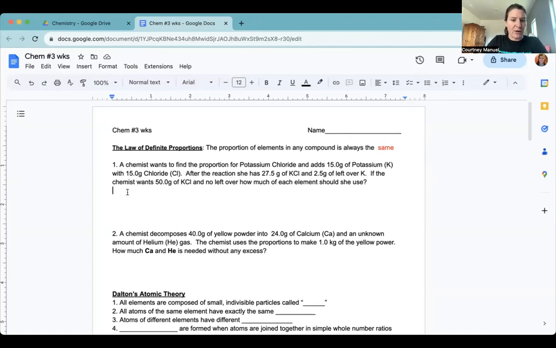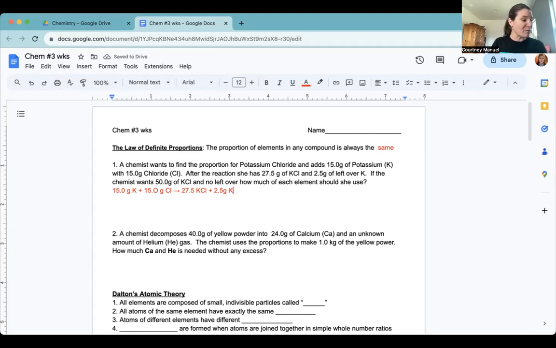All right, so we're going to just pull out our information. I'm going to turn this in red so you know what's new. We've got 15 grams of potassium, and we're going to add it. Oops, not F's. It's supposed to be a G. Sorry, easy to typo here. And we've got 15 grams of chloride, and that yields 27.5 grams of potassium chloride and probably with a plus sign, 2.5 grams of regular potassium. That's what they told us so far.